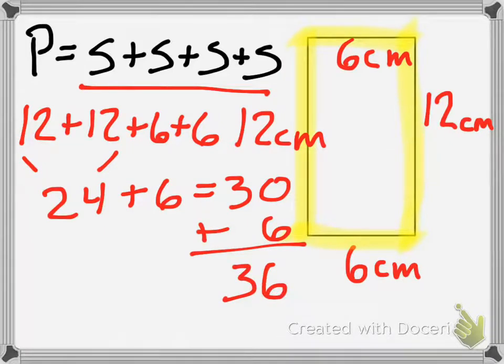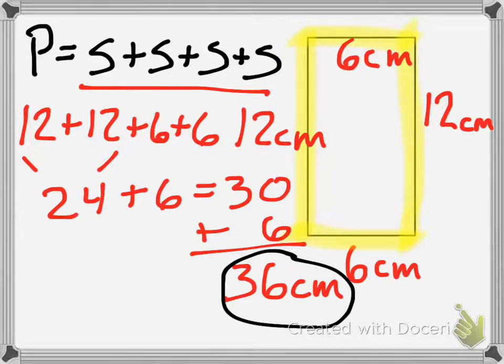Okay, so the perimeter is 36 centimeters, and it's not square units because I was not counting the squares. I was not counting the inside. I was only counting the outside. Okay, so we'll just go ahead and say that the perimeter is 36 centimeters.